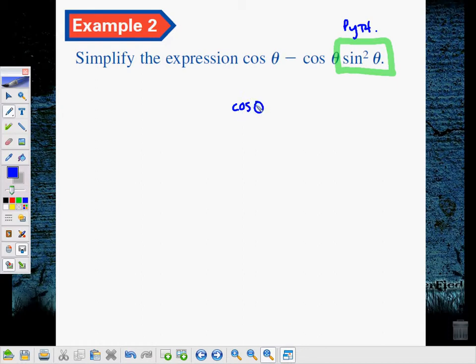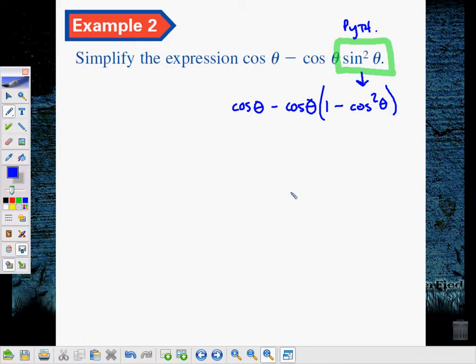So this becomes cosine theta minus cosine theta times, now this is where I'm going to change this from sine squared to 1 minus the cosine squared of theta. There we go.